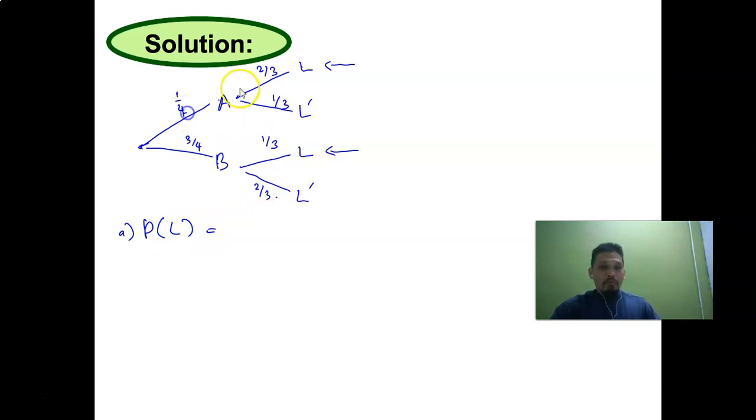So it is 1 over 4 multiplied with 2 over 3, plus, if we use route B and he is late, 3 over 4 multiplied with 1 over 3. So you press the calculator, or count it manually.